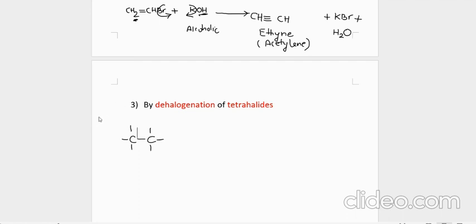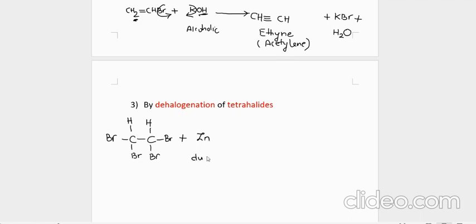Okay, so 1,1,2,2-tetrabromoethane. We have written 4 bromine atoms on 2 carbon atoms. It is going to react with zinc.